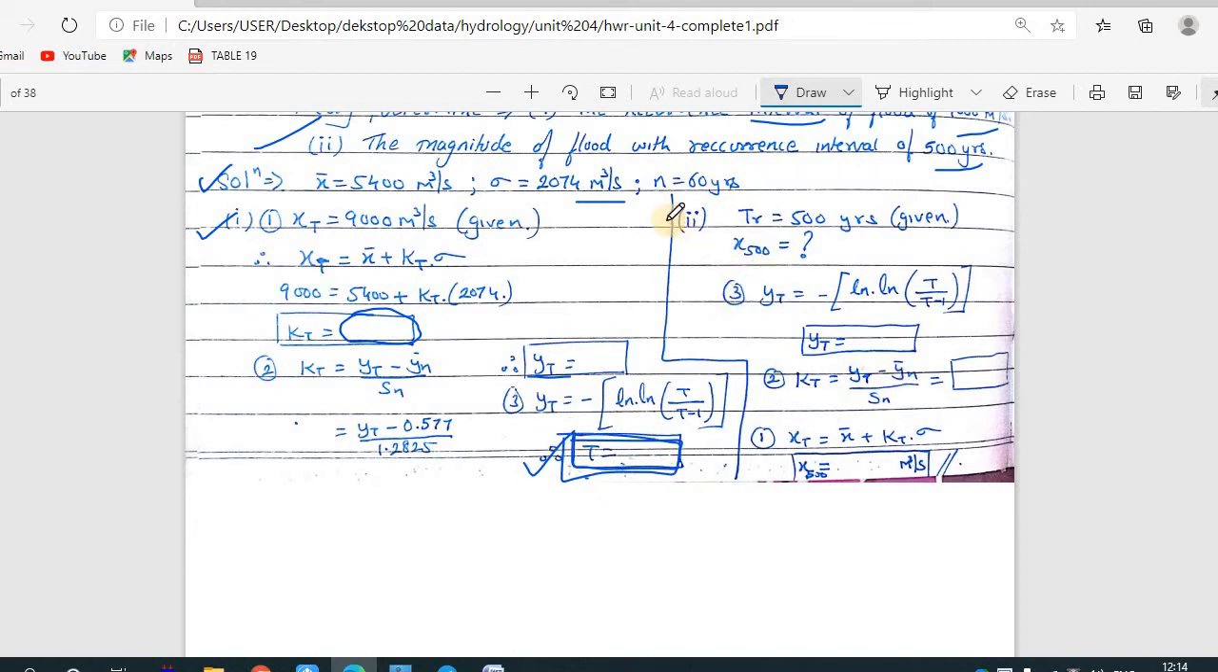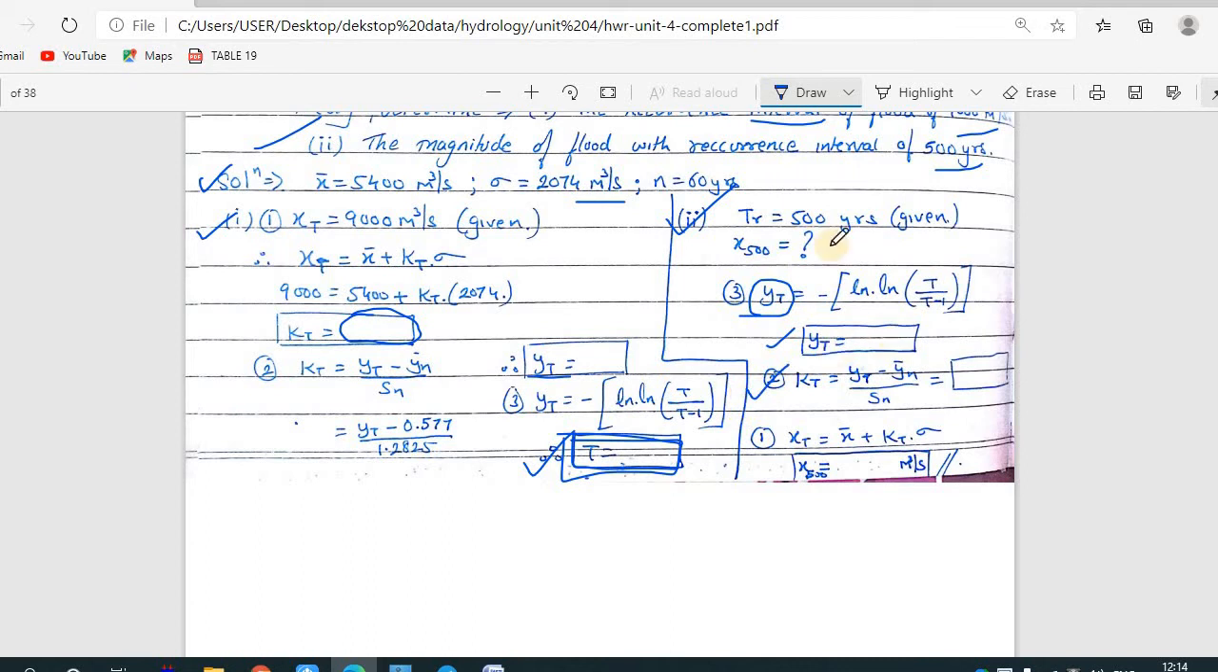Now in the second case, the reoccurrence interval is given as 500 years. We need to calculate the magnitude, which is the xt value. The formula for xt is x bar plus kt into sigma. Here x bar is 5400 plus kt. In this case the reoccurrence period is different, so we need to calculate the yt value again. So yt is minus ln into ln of T by T minus 1. This will give you the yt value.